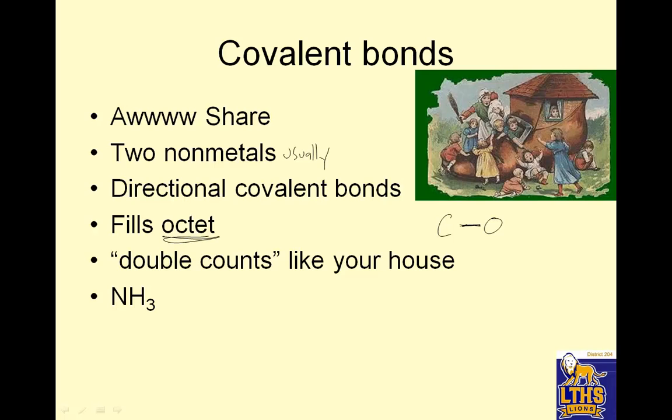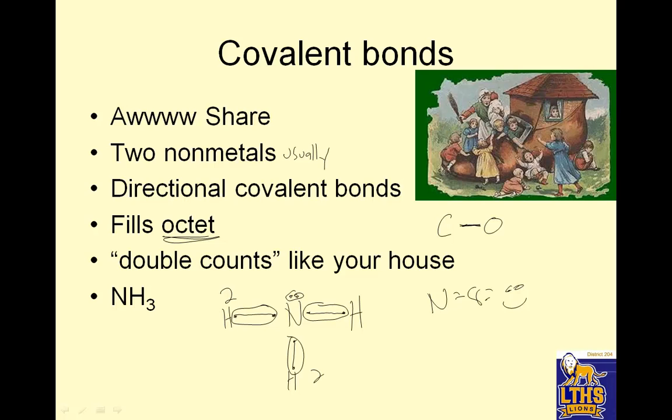Okay, so why do we do it? To fill the octet, because you get full stability and lower energy. And it double counts like your house. So for example, if I'm looking at NH3, nitrogen has 5 electrons, right? And it wants to have 8. Hydrogen has 1 electron. If I aim these guys like this, now, in a bond, they share. So nitrogen has 2, 4, 6, 8. And isn't that nice? So nitrogen has 8, which equals happiness.